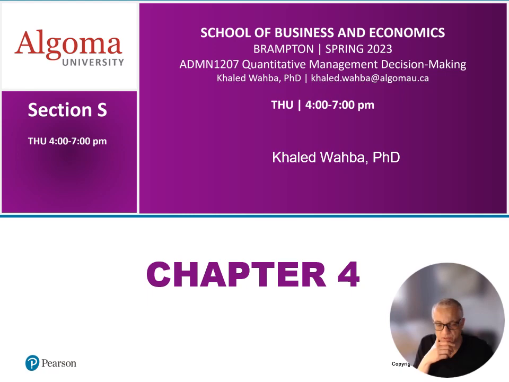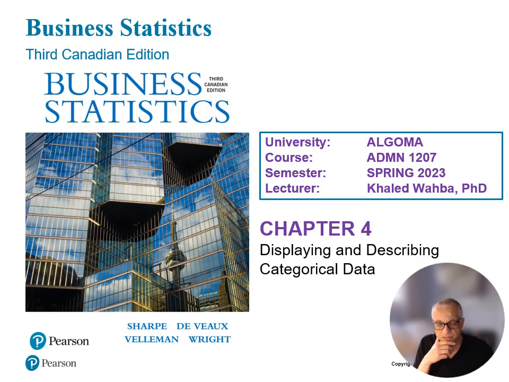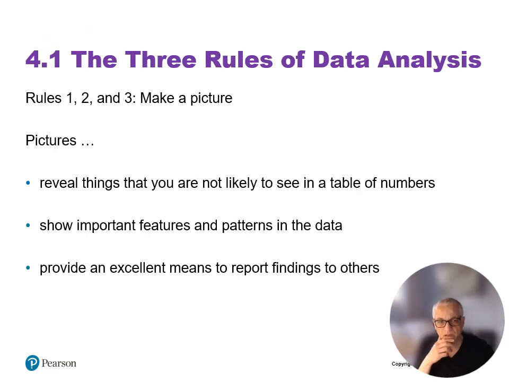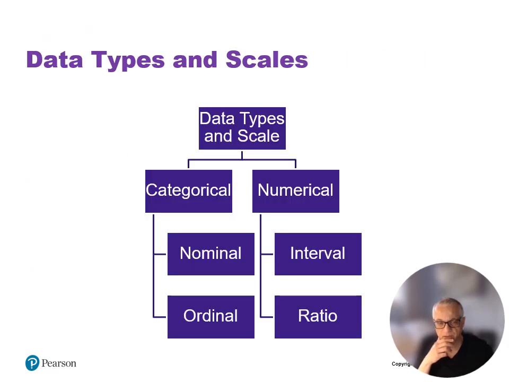But as we know from other discussions, our data are sorted in a way that we can start the analysis. We also know that we have different types of data and scales. We have two types, categorical and numerical. When it comes to categorical, we have two scales, nominal and ordinal, and we discussed the difference before. Numerical has two different scales, interval and ratio.